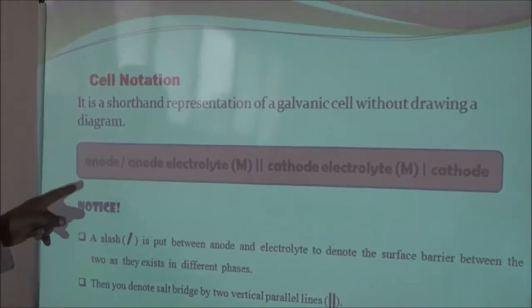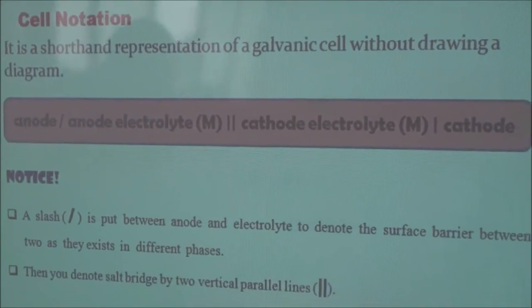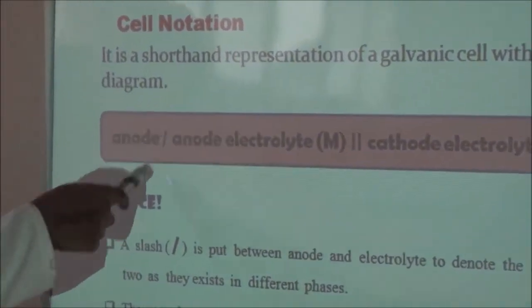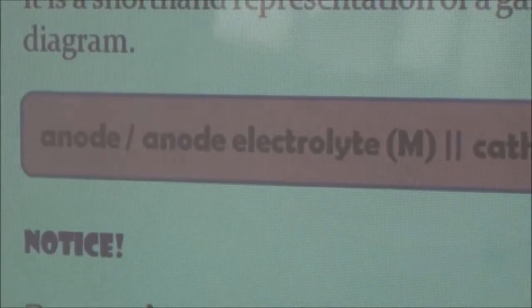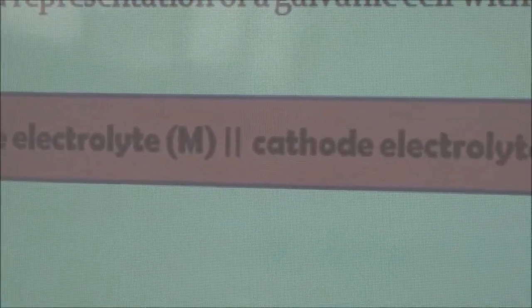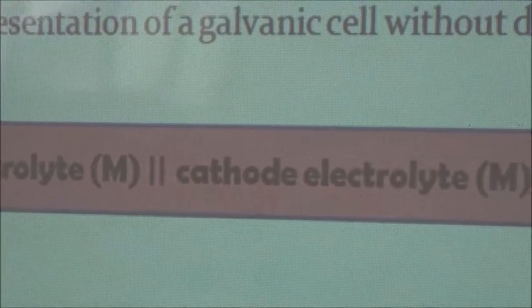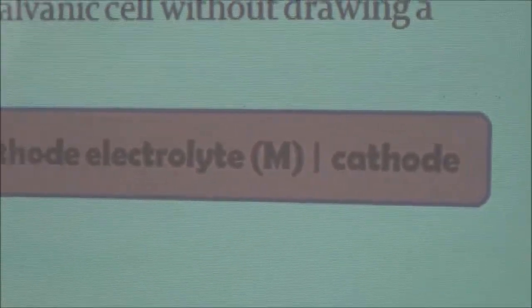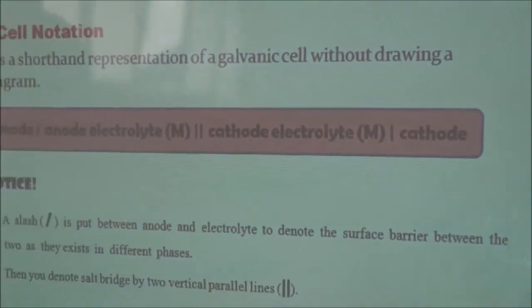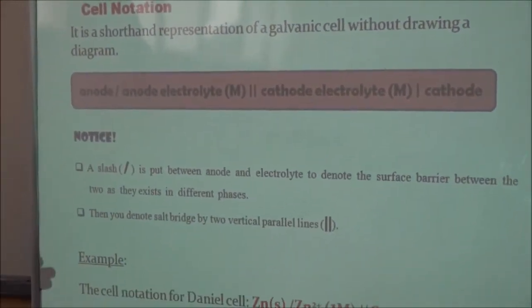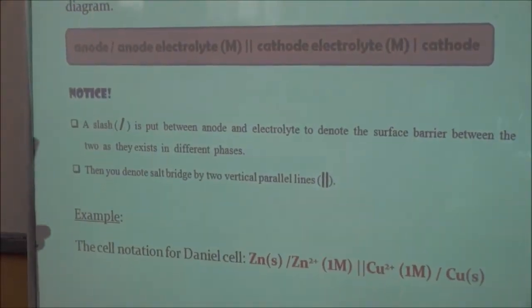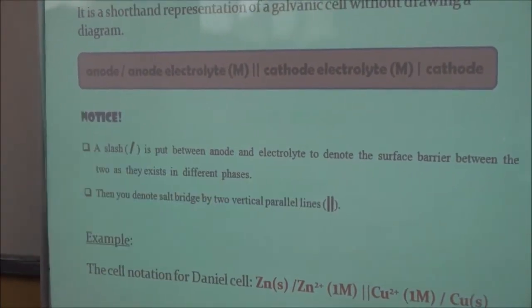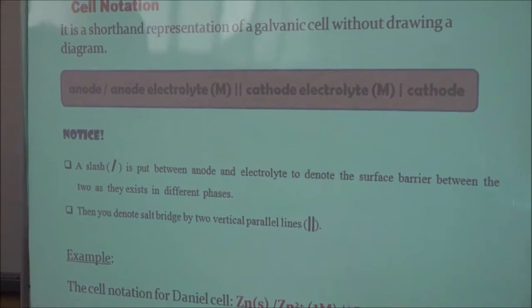In cell notation, don't forget this very important point. Always write the anode, then a slash, then the anode electrolyte, and a vertical line. You know, students, that the vertical line means the salt bridge, and then the cathode electrolyte, and this is the fourth part. The slash represents the anode metal, and the electrolyte of the anode should be separated, and the double line represents the salt bridge.